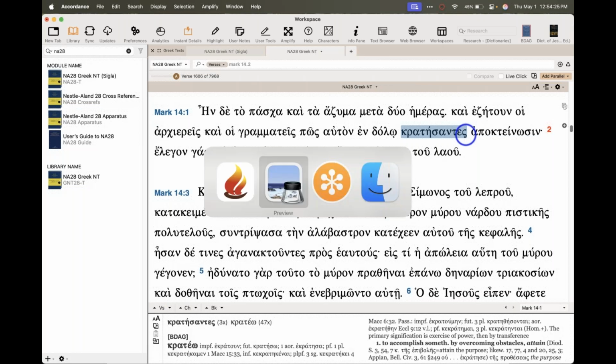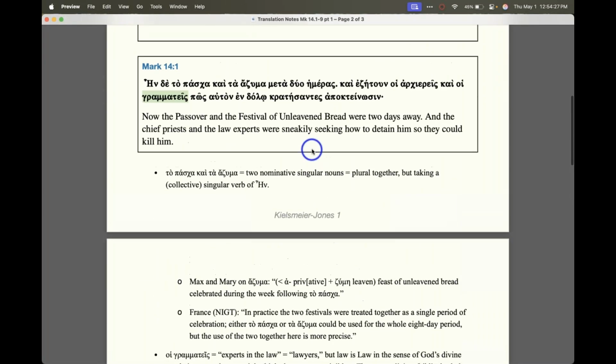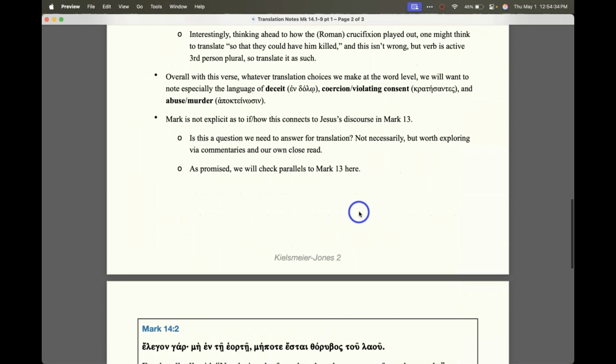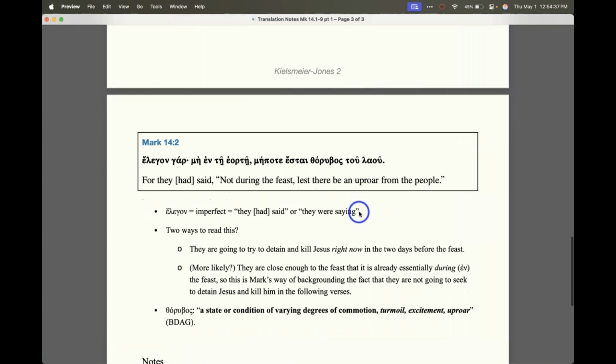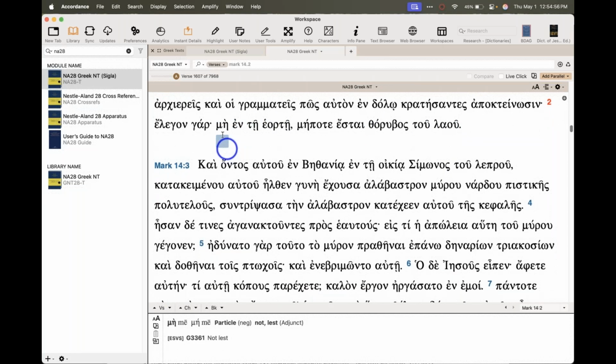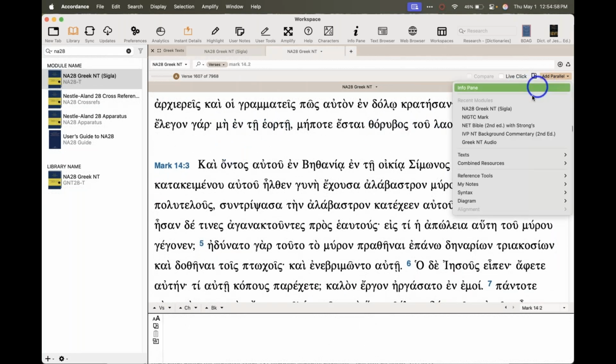So after all of that, they're looking for a way to detain him, to seize him, to deceitfully, unlawfully arrest him, however you translate that, so they could kill him. So that's setting the stage, but not yet. We get gar, another post-positive word, elegon gar, for they said, mē en tē heortē, not in the festival. Mēpote estai thorubos tou laou. Let's not do it in the festival. That's a fragment with everything else implied.